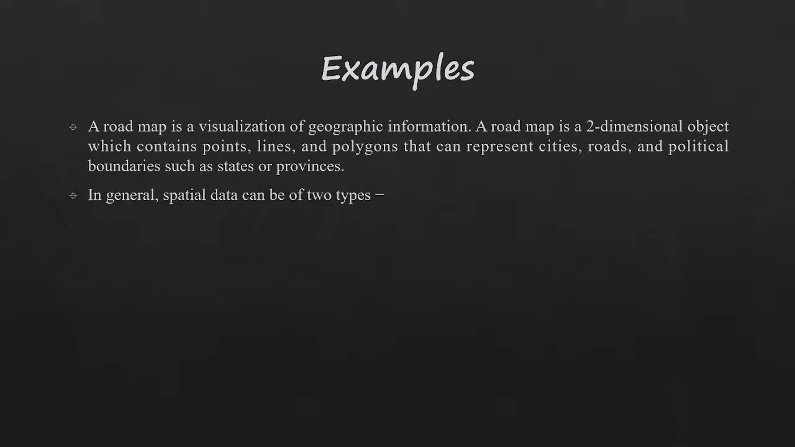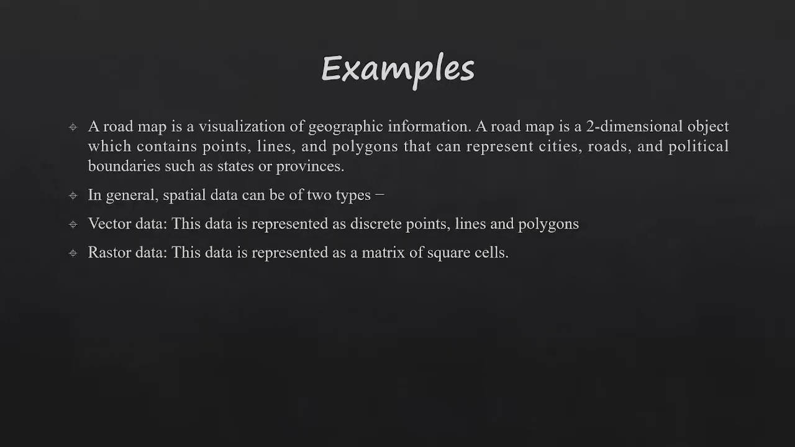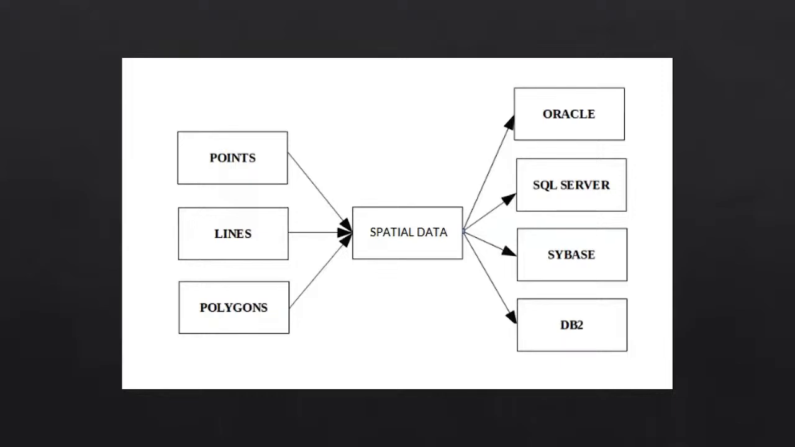So in general, spatial data can be of two types, vector data and raster data. When we talk about vector data, it is data represented as discrete points, lines, and polygons. And raster data is simply represented as a matrix of square cells. So this is the way it is getting represented, how it is getting used. Here you can see, take a look at it. You can take a screenshot of it. So when we talk about spatial data, line, point, polygons are represented to us, and those things are actually stored in a variety of databases like Oracle, SQL Server, Sybase, DB2, many are there.